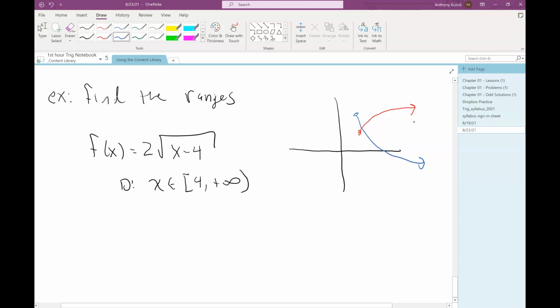Now, it was easy to tell for a square root function whether it was going to be increasing or decreasing, whether I was going to have something that was kind of red-shaped or kind of blue-shaped, because all it depended on was the leading coefficient.